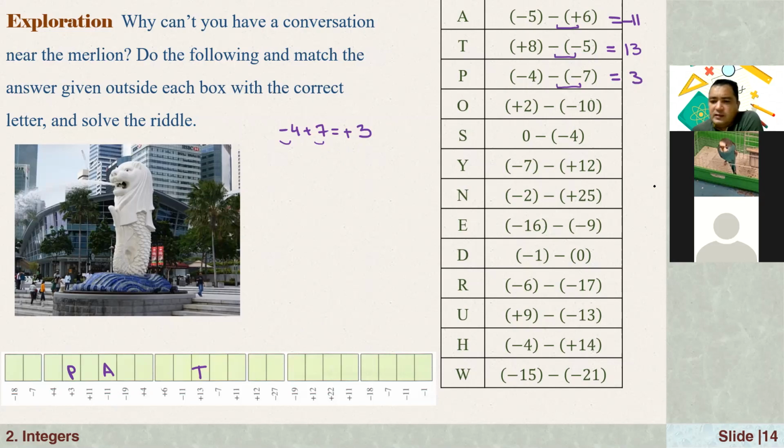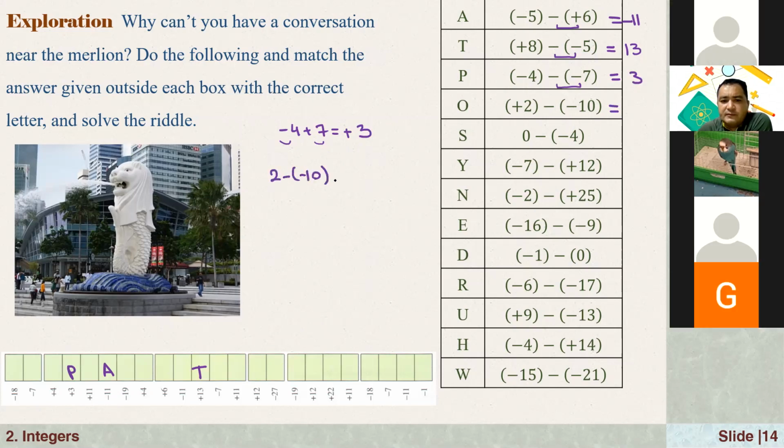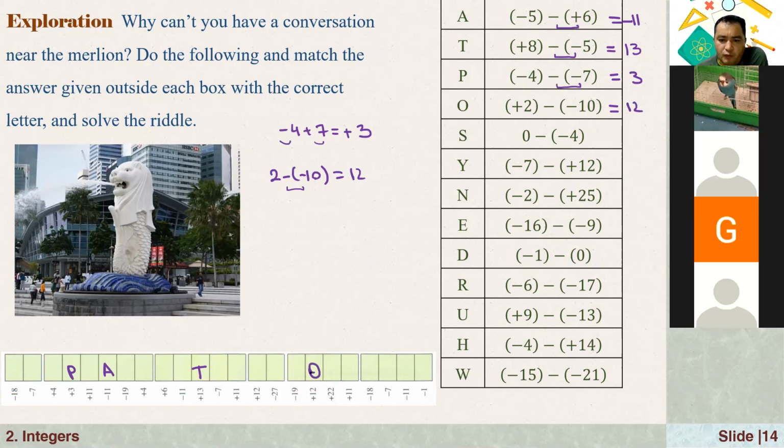Okay, next, Yasmin, positive 2 minus negative 10. What is it? Positive 2 minus minus 10. 12. 12, because minus minus is plus, 2 plus 10 is 12, right? So this answer is 12. What is positive 12? Here it is, right? So here we have O.